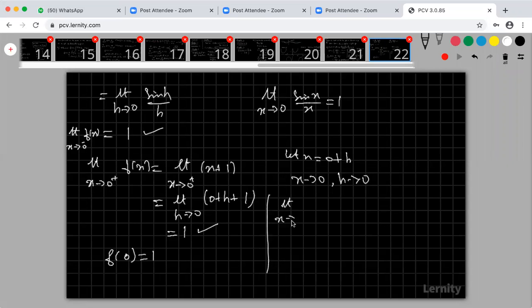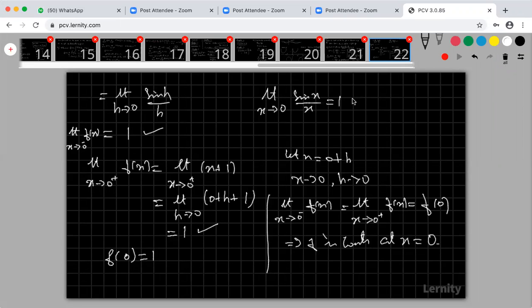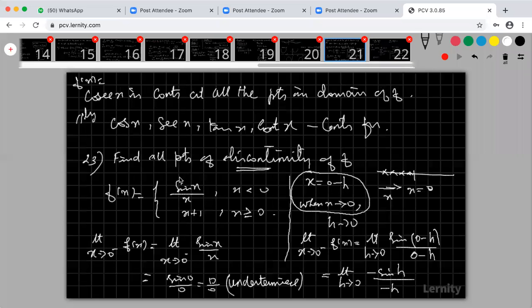Limit x tends to 0 minus f of x, limit x tends to 0 plus f of x, and the value of the function, all are the same, which implies f is continuous at x is equal to 0. All are equal means f is continuous at x is equal to 0. That we have already discussed, that is a known one. Okay, but what is the question?